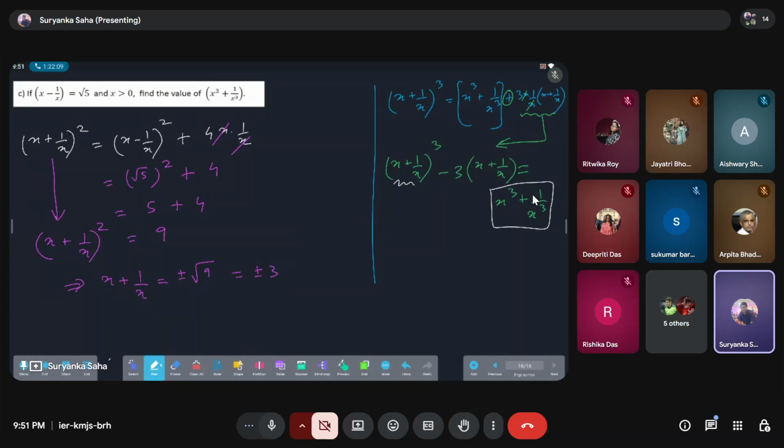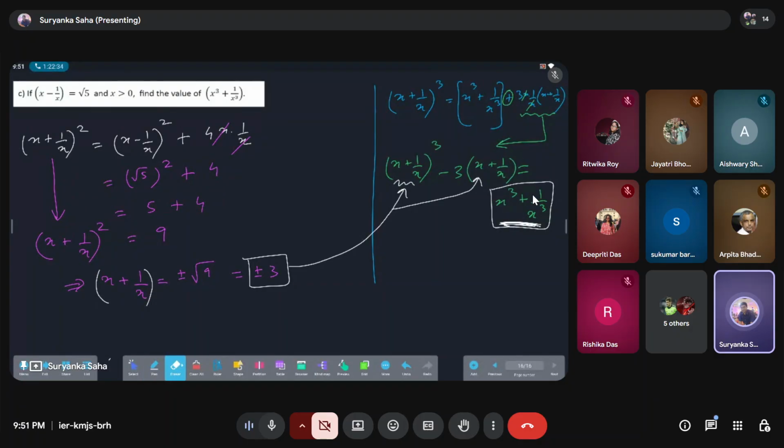Understood? So that's the value of x plus 1 by x. So you just put the value over here and here. So that will fetch you the value of this one. So let me see, plus minus. Okay, plus minus you can do it separately. You can do it separately if you want, no problem.